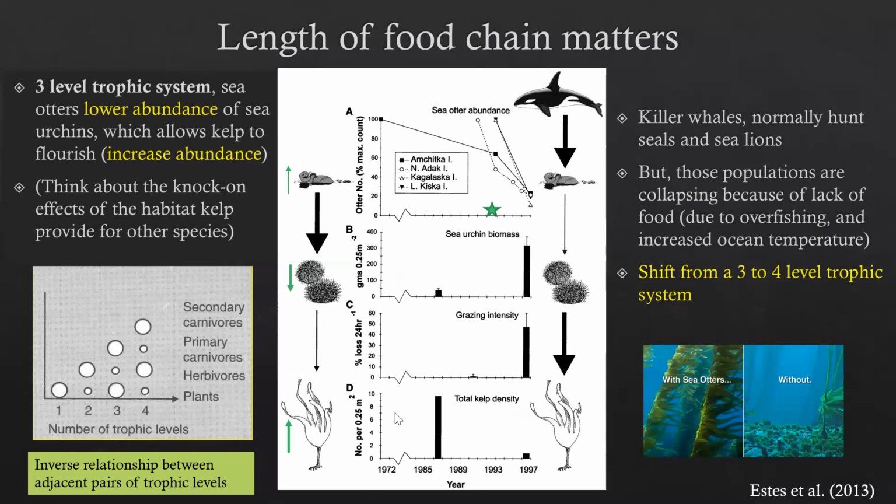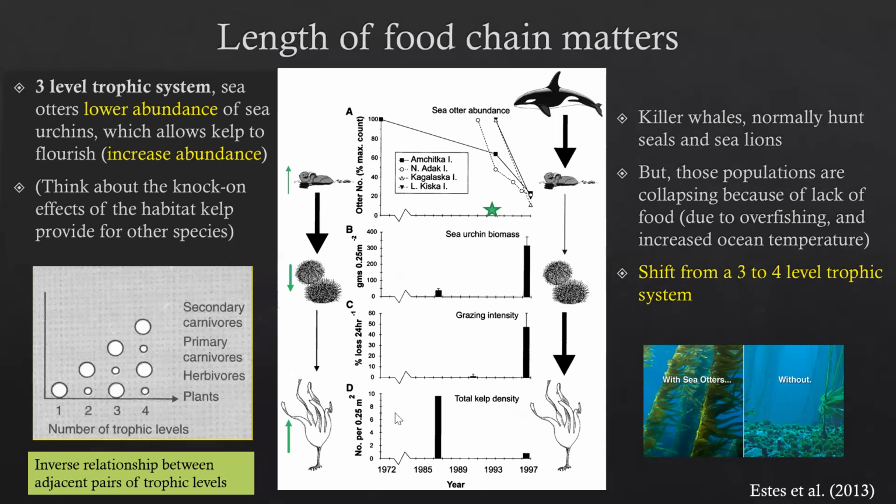But killer whales normally hunt seals and sea lions, but seal and sea lion populations are starting to collapse, primarily because their food source is getting overfished. We're also seeing an increase in ocean temperature due to climate change. And so seals and sea lions aren't able to find their typical prey. As a result, the sea lion and seal numbers are going down, and killer whales are shifting food sources. So killer whales are starting to eat sea otters.